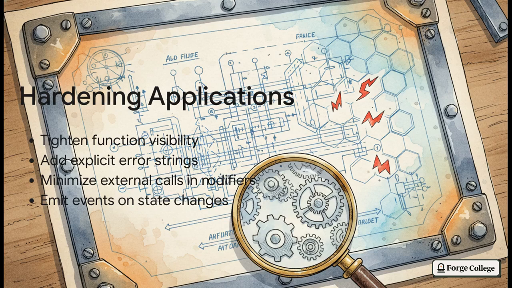And very importantly, we ensure events are emitted on any sensitive state changes so our off-chain monitors know exactly what's happening in real time. This right here is what separates a prototype from a true production-grade vault.